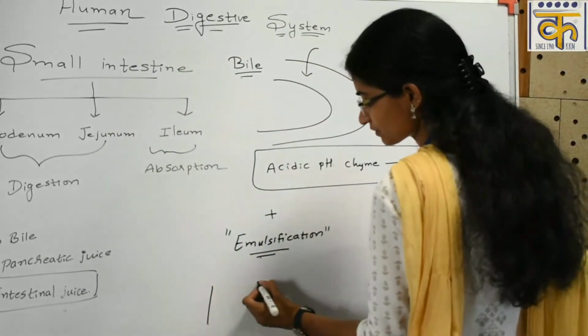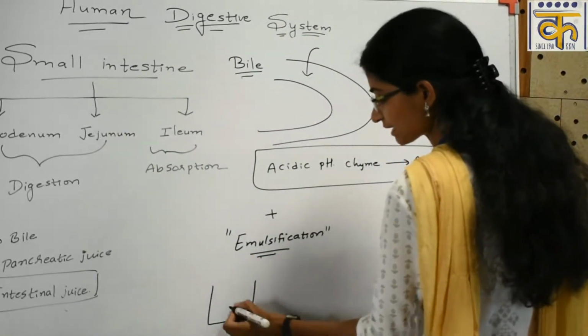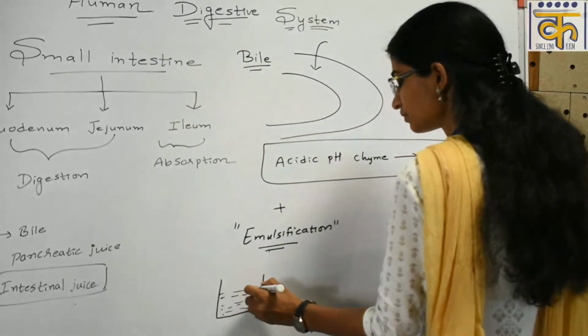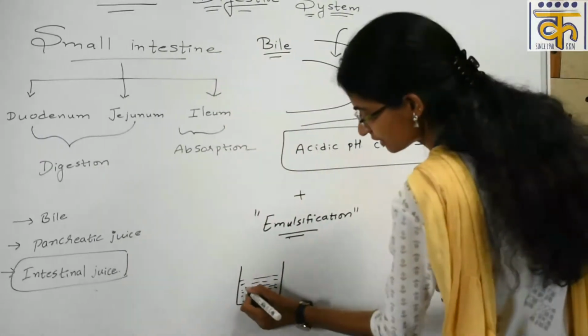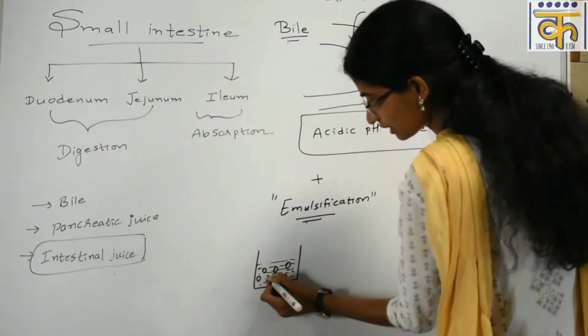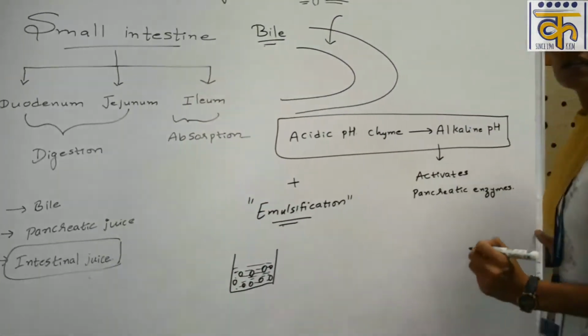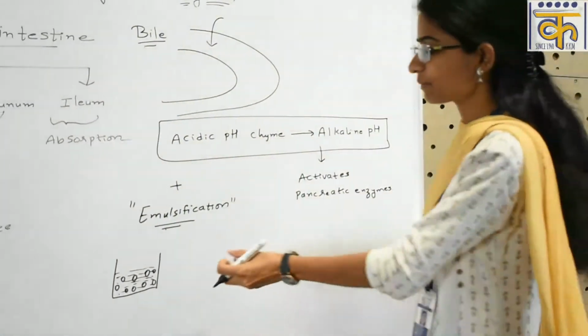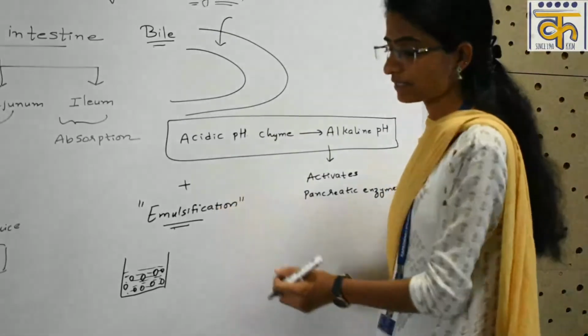Emulsification is a process which can be understood by a simple activity. Consider a beaker filled with water, and you have dropped oil in it and shaken it well. You will see many oil droplets in it. This conversion of oil into oil droplets is a process you can understand as emulsification.